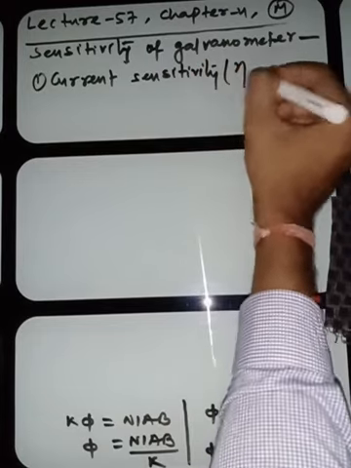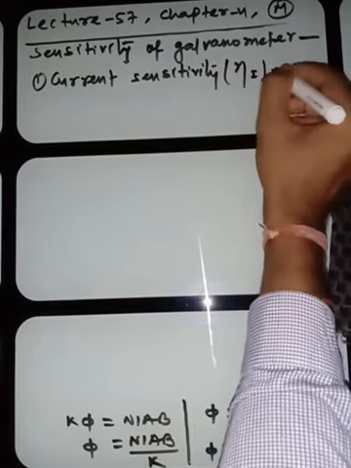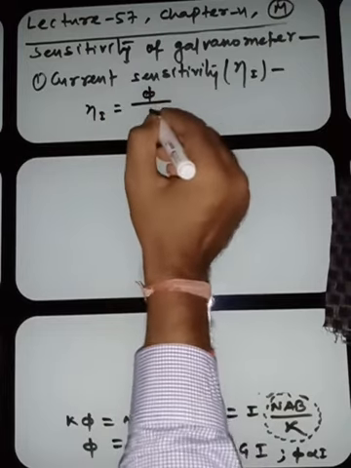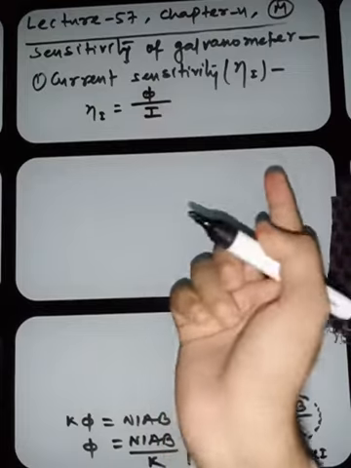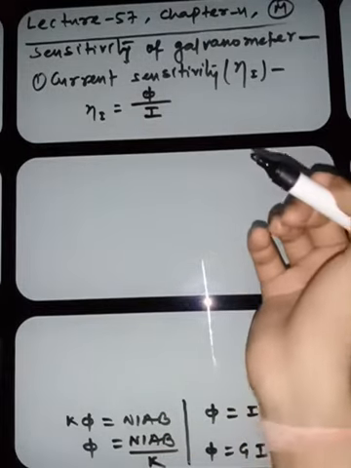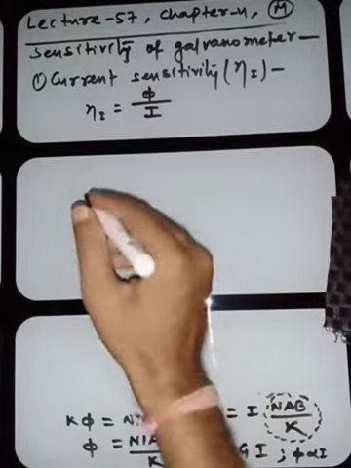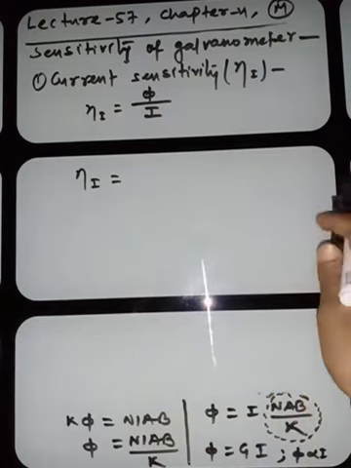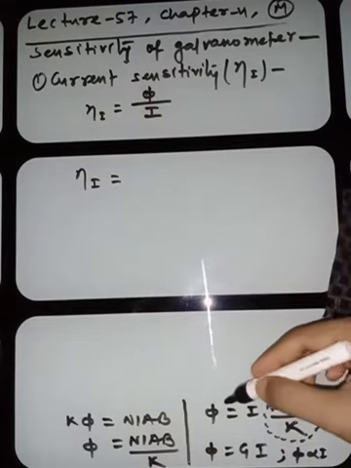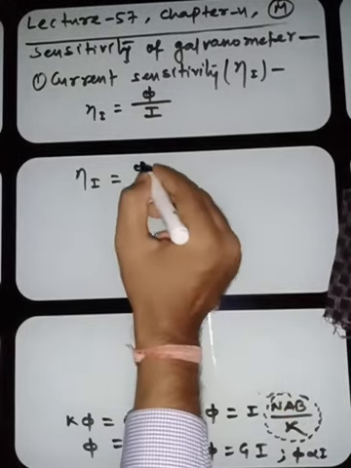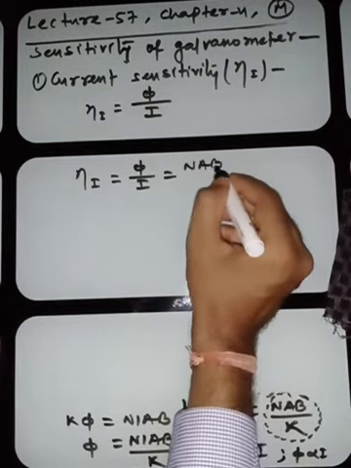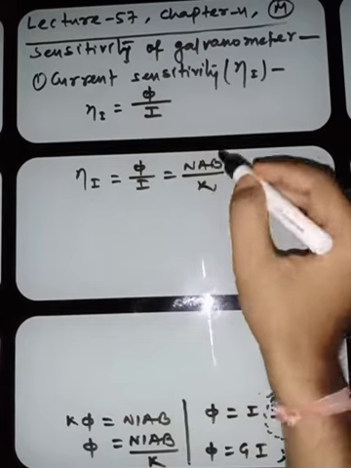It is represented by eta I. This current sensitivity is mathematically defined as the deflection per unit current. You are giving the current and how much it is twisted. This is called the current sensitivity. Very simple, my dear students. From the given formula you can write phi by I, which can be written as NAB by K. This is nothing but the current sensitivity.